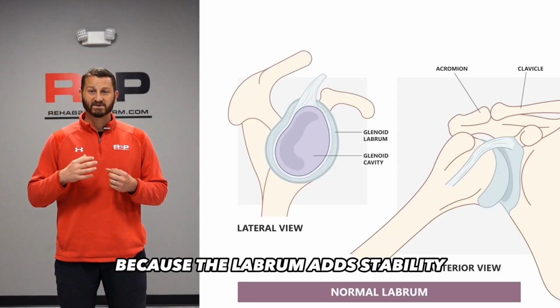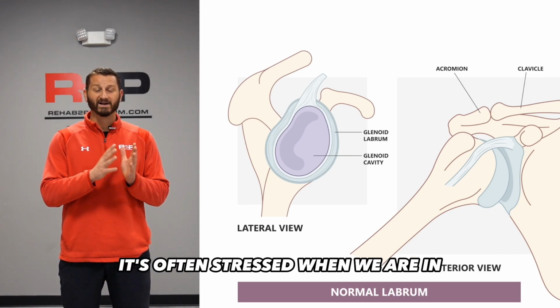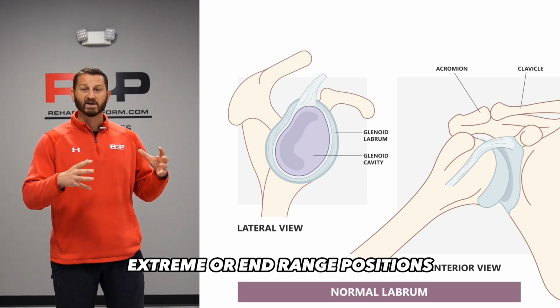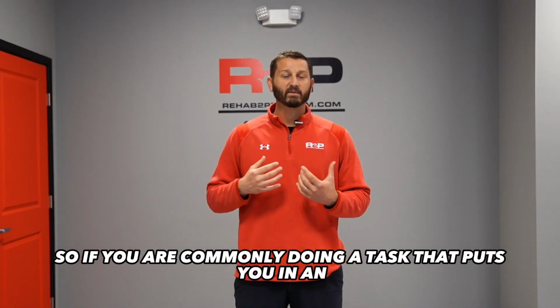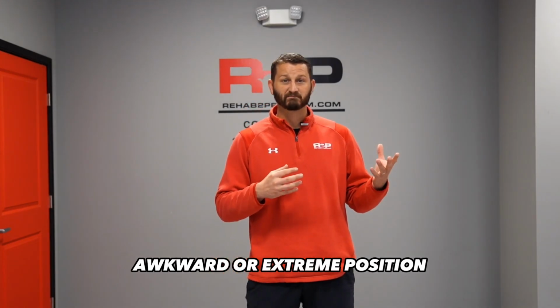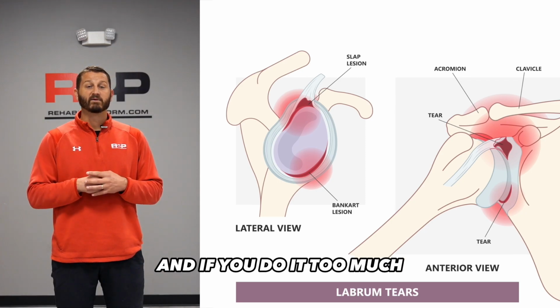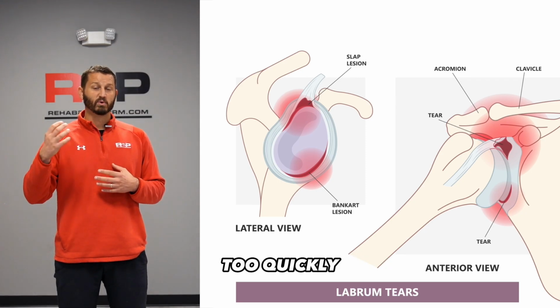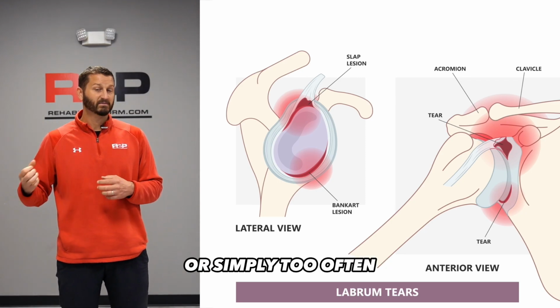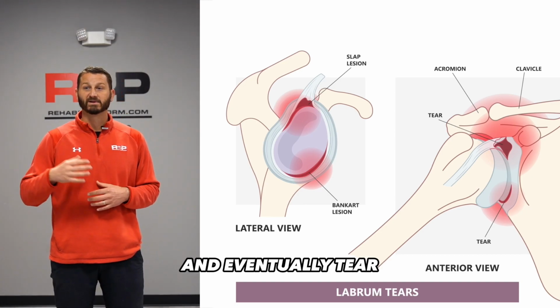Because the labrum adds stability and depth to the joint, it's often stressed when we are in extreme or end range positions. So if you are commonly doing a task that puts you in an awkward or extreme position, you may be agitating or putting stress on that labrum. And if you do it too much, too quickly, too forcefully, or simply too often, it may cause that labrum to wear down and eventually tear.